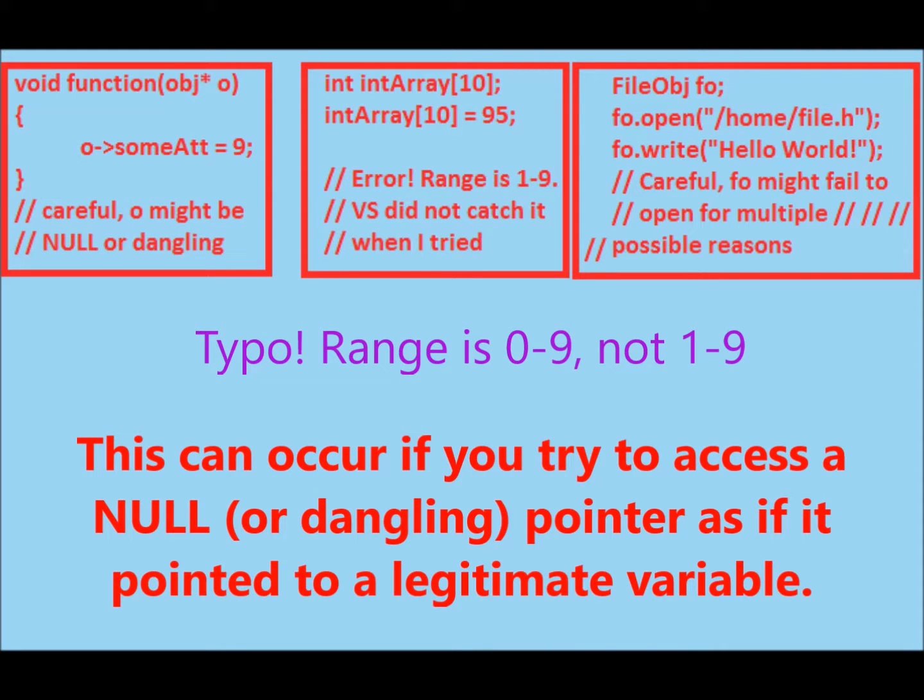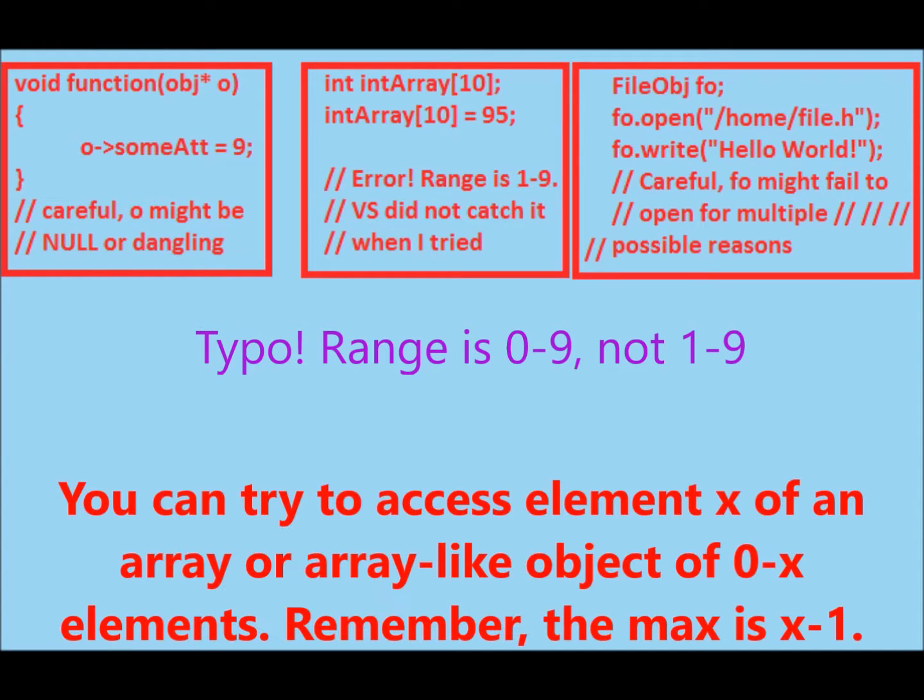This can occur if you try to access a null or dangling pointer, as if it pointed to a legitimate variable. You can try to access element x of an array or array-like object of 0 to x elements. Remember, the max is x minus 1.